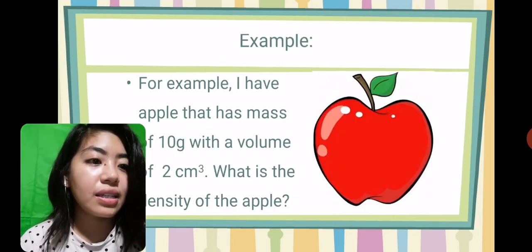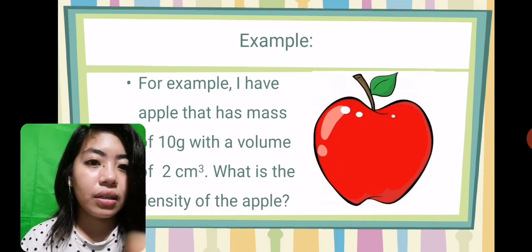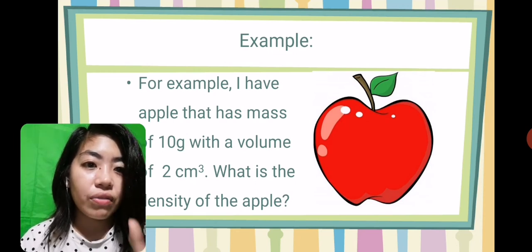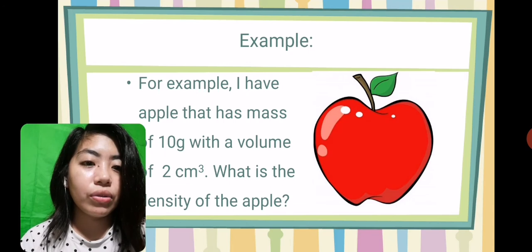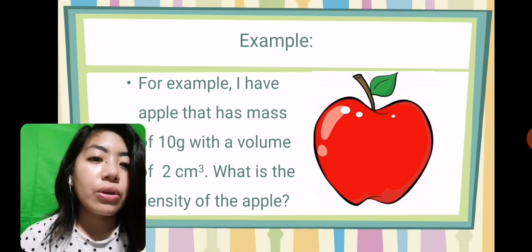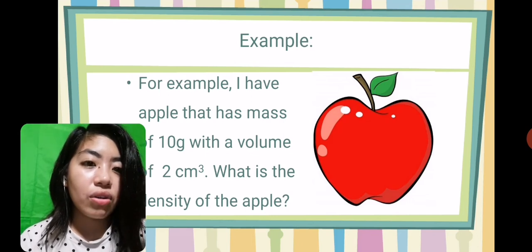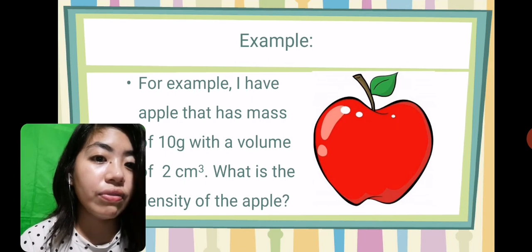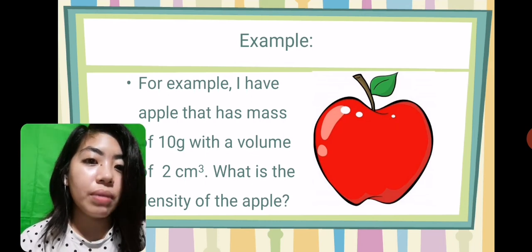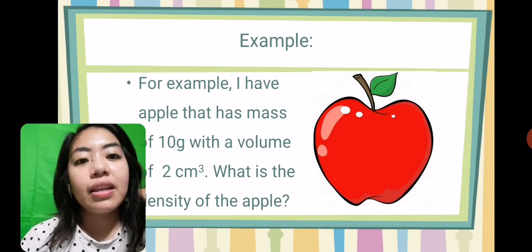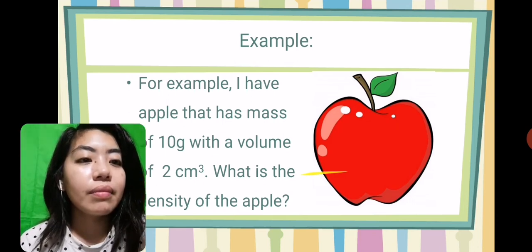So, here is the example. For example, I have an apple that has a mass of 10 grams with a volume of 2 cubic centimeter. What is the density of the apple? So, you're just going to divide mass over volume. So, 10 divided by 2 is equivalent to 5 grams per cubic centimeter. So, that will be the density of the apple. So, ganun lang kadali siya kuhan.